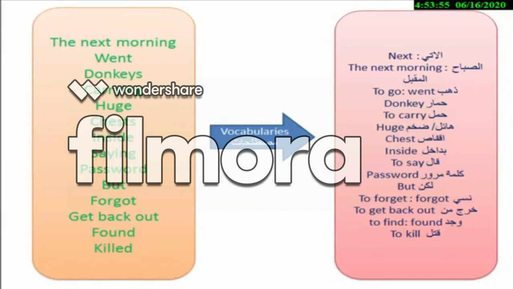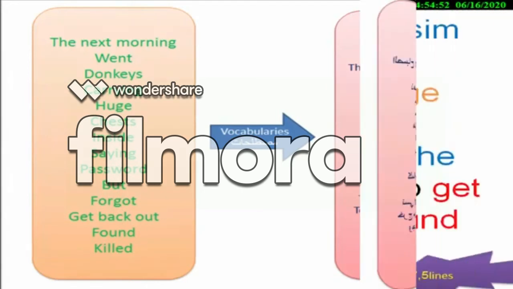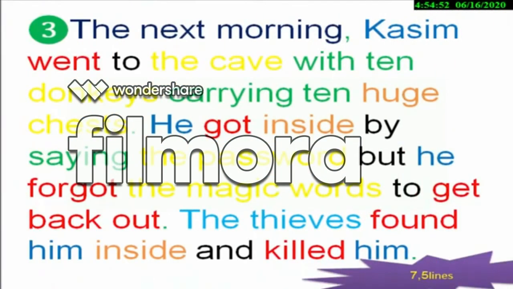To find. In the past it becomes found. I found, you found, etc. It is a regular verb in the past. And also we have the last verb, which is to kill. To kill. Now we are going to read and explain slowly what this passage means. Reading slowly, of course. Pay attention, please. Passage 3.